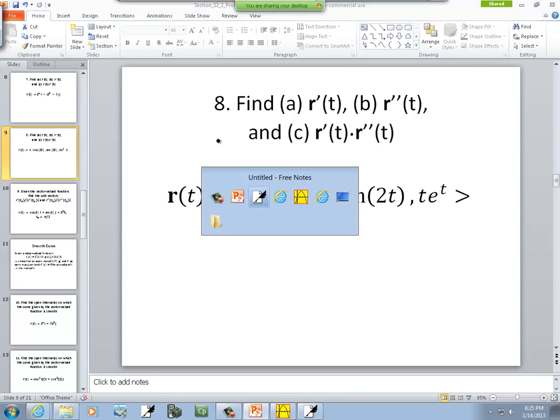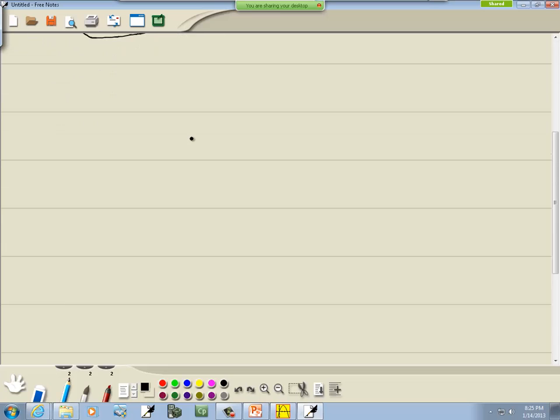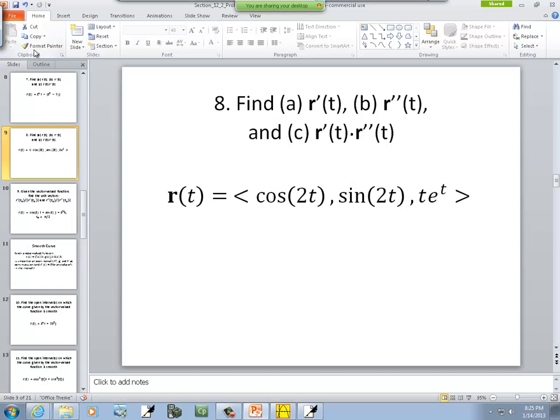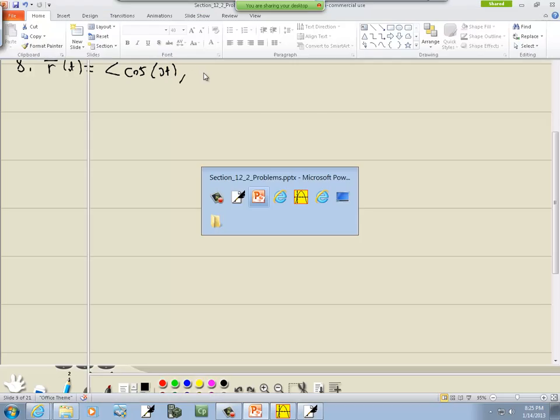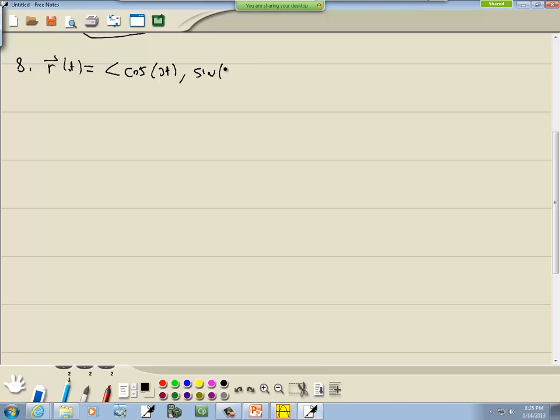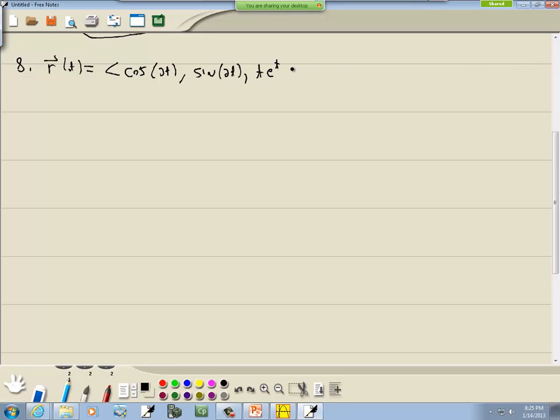Let's take a look at this one. And I'll do it down here. It's a little bit longer problem. So we got r is equal to cosine 2t, comma, sine 2t, comma, t e to the t. Now, I'm going to do this t e to the t over on the side, because we're going to need to find the derivative of that.